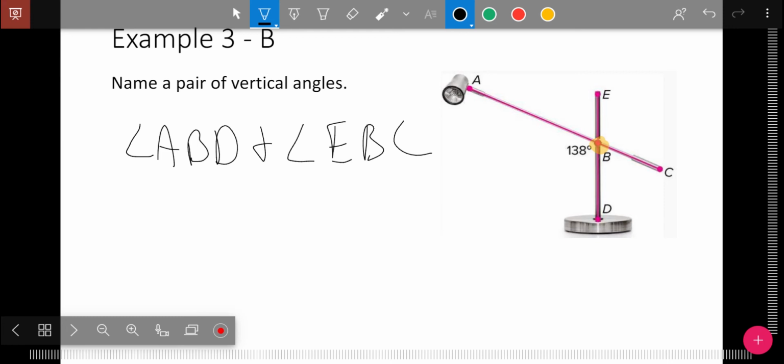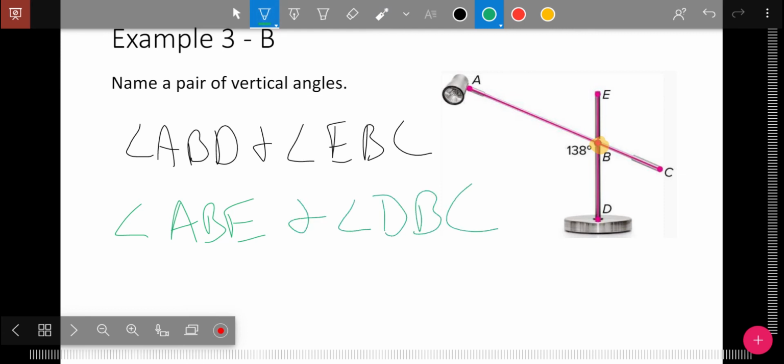Now, with angle ABD, could I call that DBA? Absolutely. Okay. With angle EBC, could I call that angle CBE? Absolutely. Remember the 3 letters? The only letter that really matters, though, is that middle letter. And then I could use angle ABE, which is this top angle, ABE, and the one across from that's down here, so DBC. You only need one, because it's only asking name one, but I'm showing both examples.